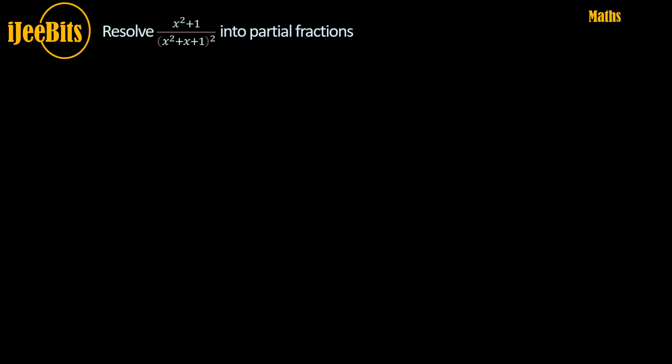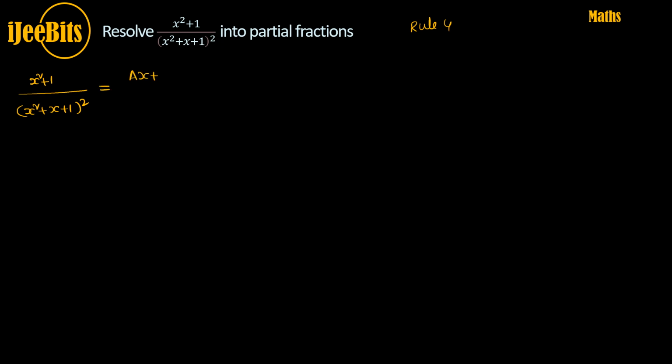So this is an irreducible factor, and you are also talking about a repeating factor because you have a square. So definitely we have to use rule number 4. Clear, no? What is given for us is x square plus 1 over x square plus x plus 1 whole square. So now, how do you represent these things?